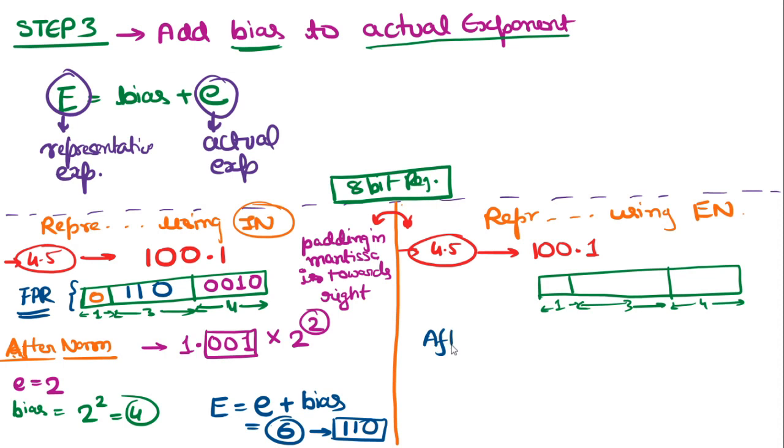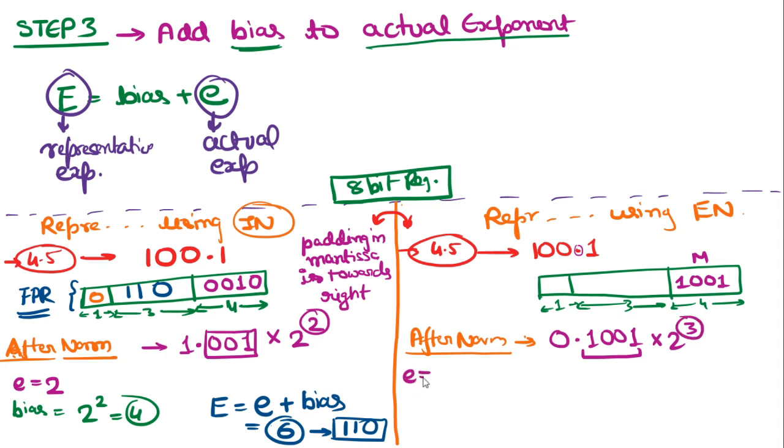So after normalization, what will happen? This point will go towards the left, right? It will be 0.1001 into 2 to the power 3, right? So this section will go to this mantissa section, 1001. Now there is no space, so no padding. Okay, and small e here is 3.